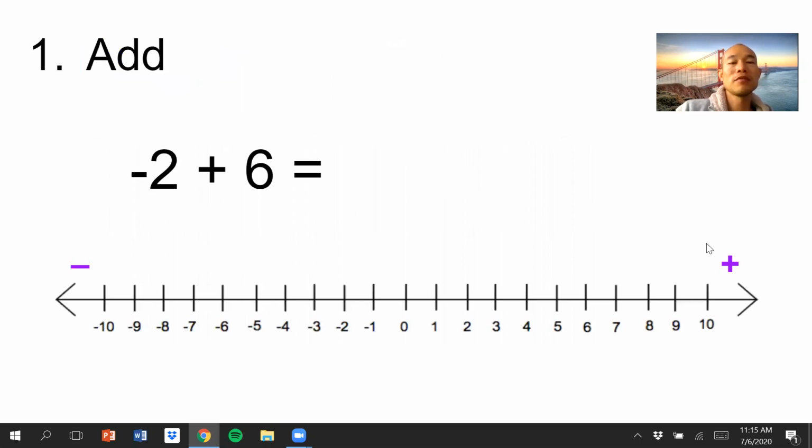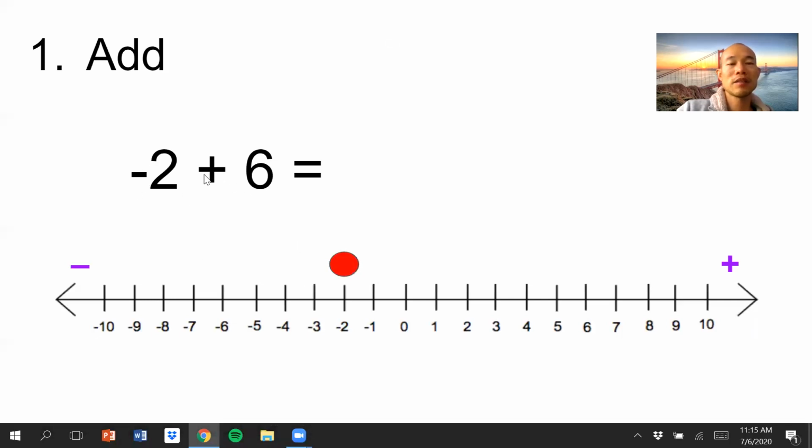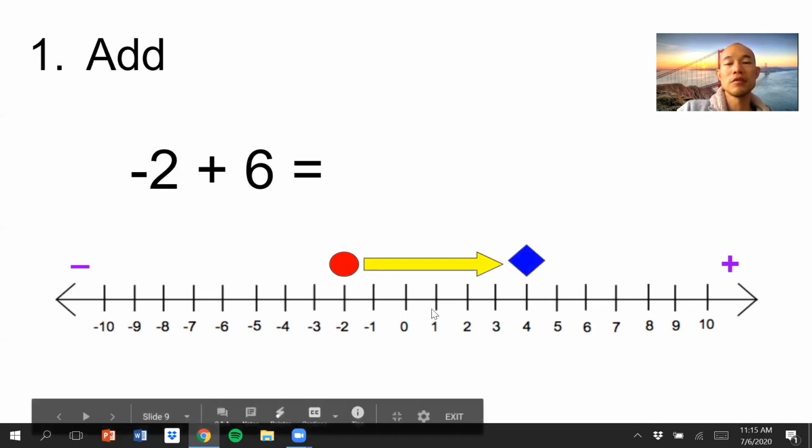For an addition problem, you might see something like this, -2 + 6. And if you use your number line, which has numbers on the positive side and the negative side, how you would do that is you would start at the first number, -2. Because we're adding 6, plus 6 means we're going to move in the positive direction, 6 spaces, and we will end up at the number 4.